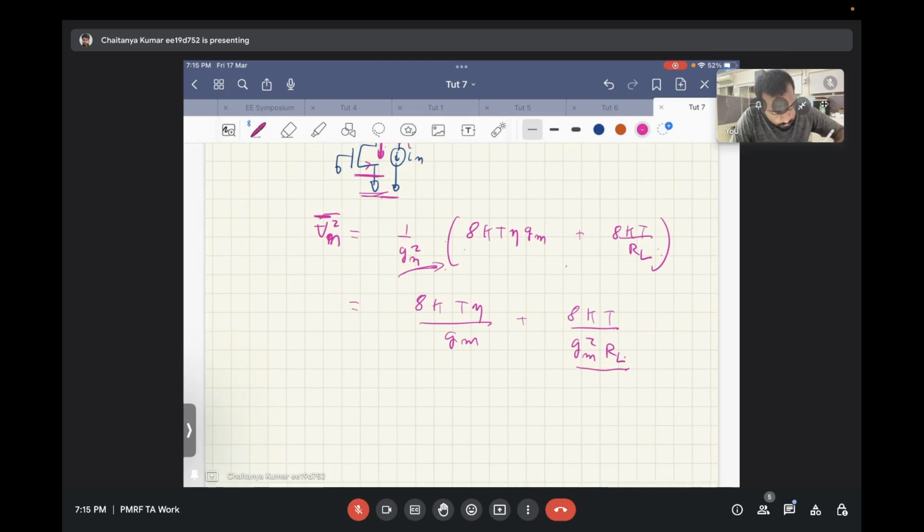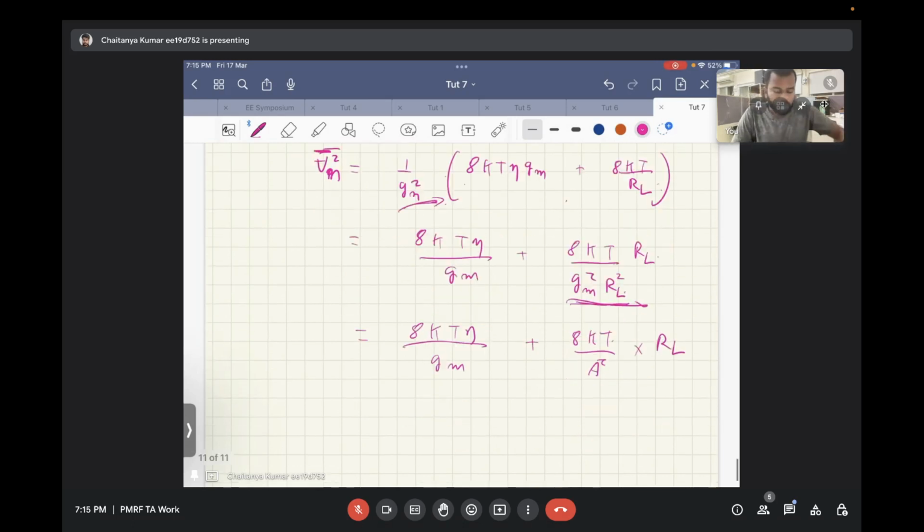Now this gm square times RL is what? We can multiply and divide it by RL, so it will become RL square in the denominator and RL in the numerator. And this gm square times RL square is the gain square. So it becomes 8 kT eta by gm plus 8 kT upon the gain square into the load resistance. So the conclusion for the common source amplifier and this differential amplifier is the same: the input referred noise is directly proportional to the load resistance and is inversely proportional to the transistor.